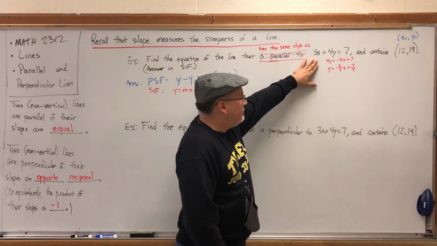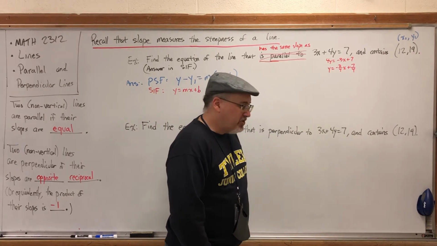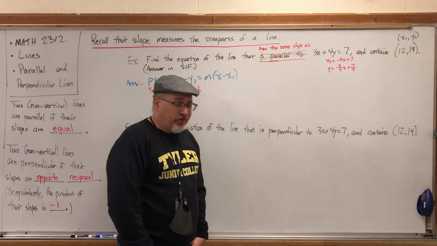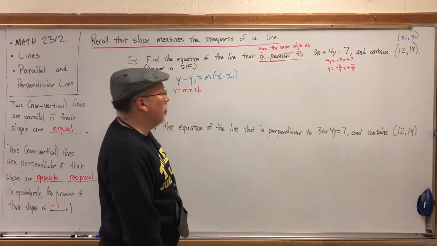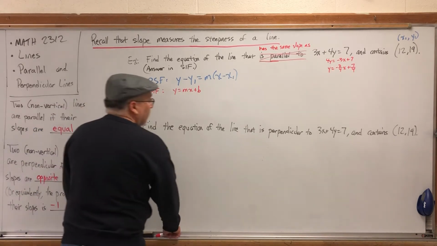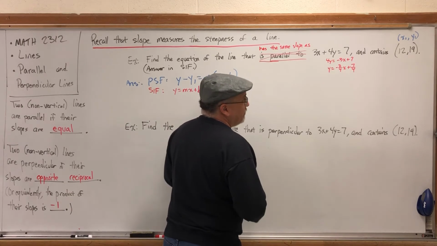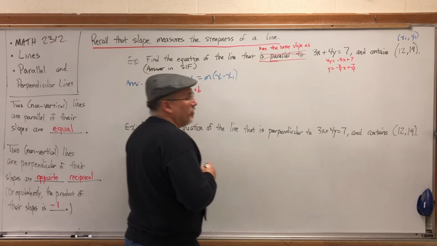However, on a test, it's worth your time to write the steps. It lessens the chance of making a mistake and gives me more of an opportunity to award partial credit if something goes wrong. All right, so do we have everything that we need? Well, yeah, we have a point. The point is (12, 19), which means that x1 is 12 and y1 is 19.